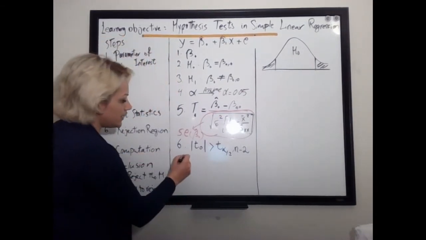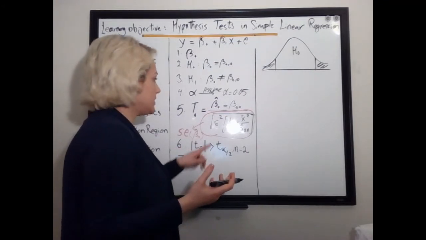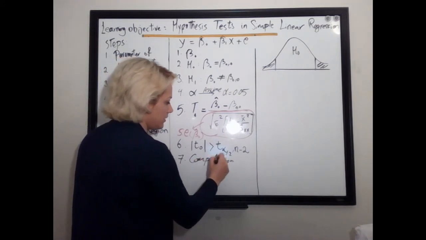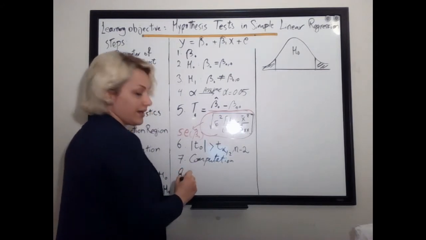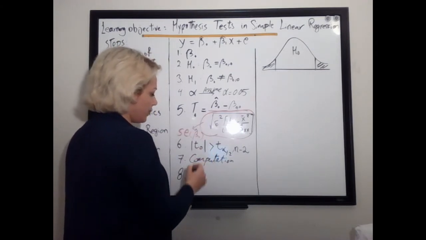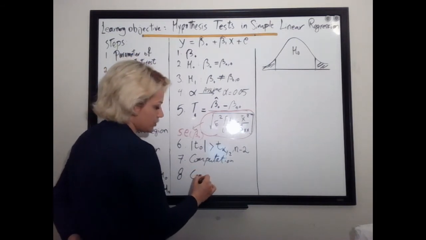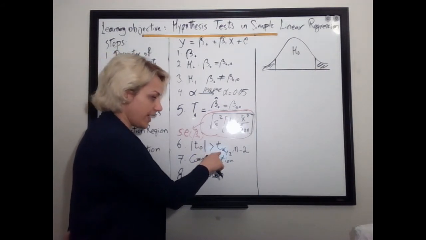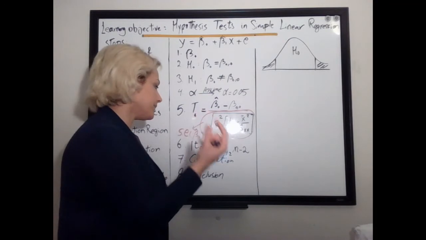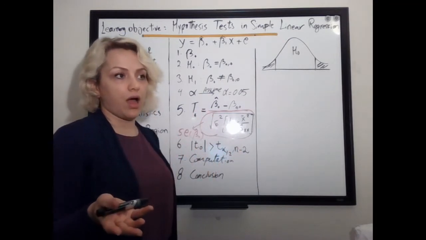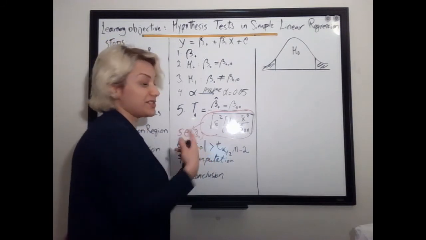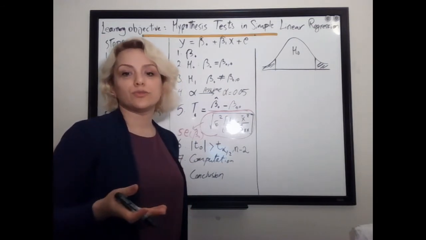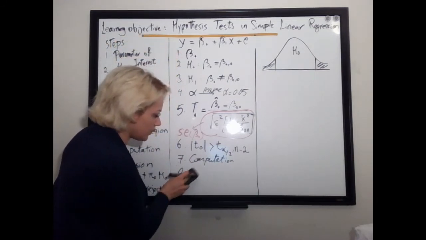And then in the next step, we do all the computation, whatever calculation it is. And in the last step, we find out what the conclusion would be. If my T null is greater than this value that comes from the table, then I'm in the rejection criteria, so I reject the null hypothesis. If it is less than, I would fail to reject the null hypothesis. So I can write down the conclusion like this.